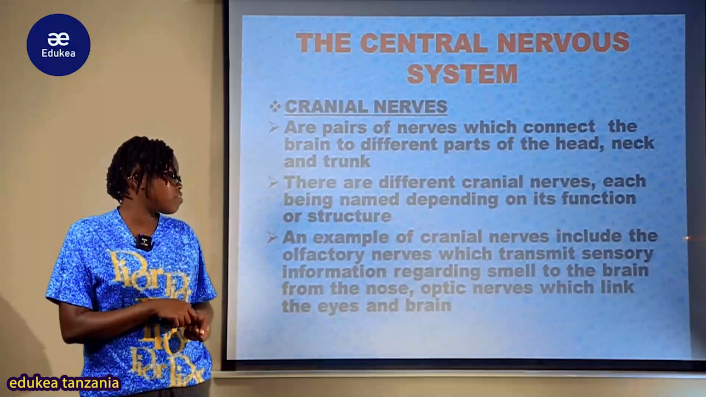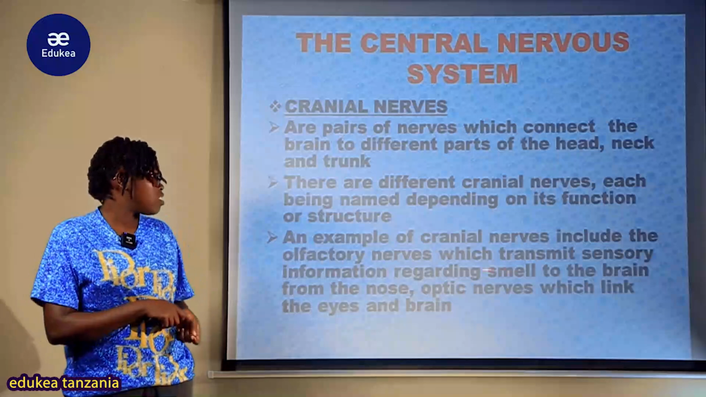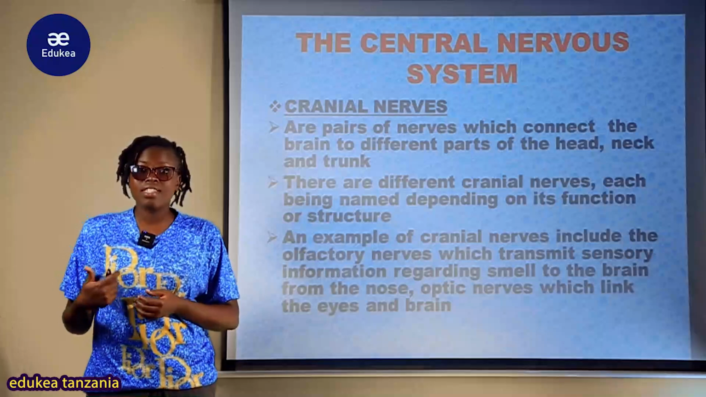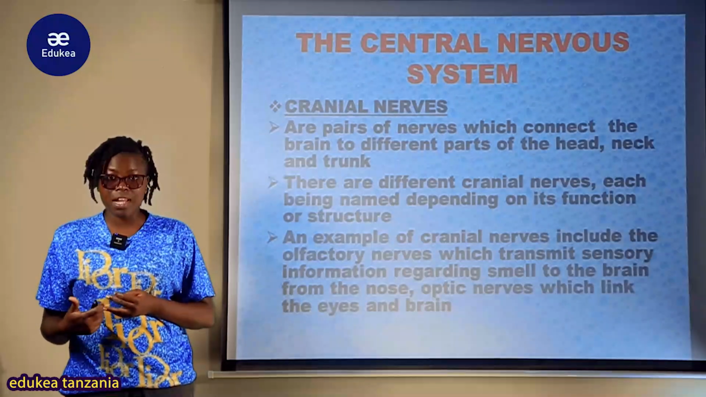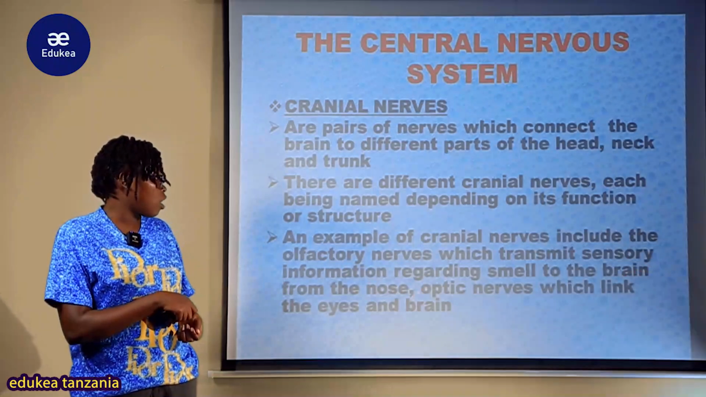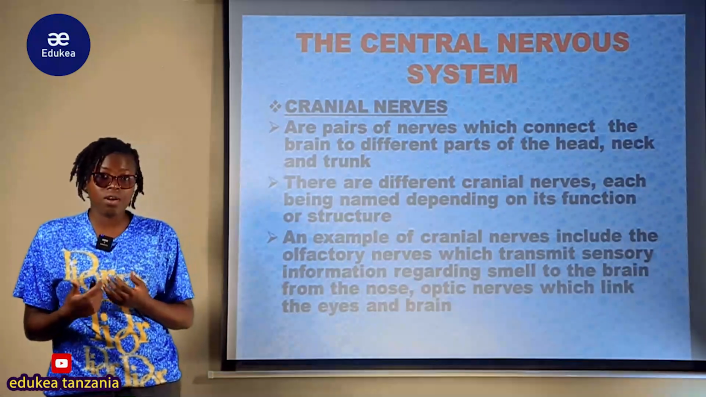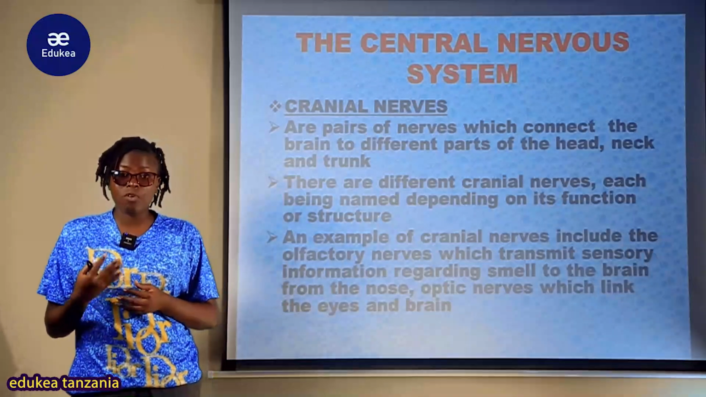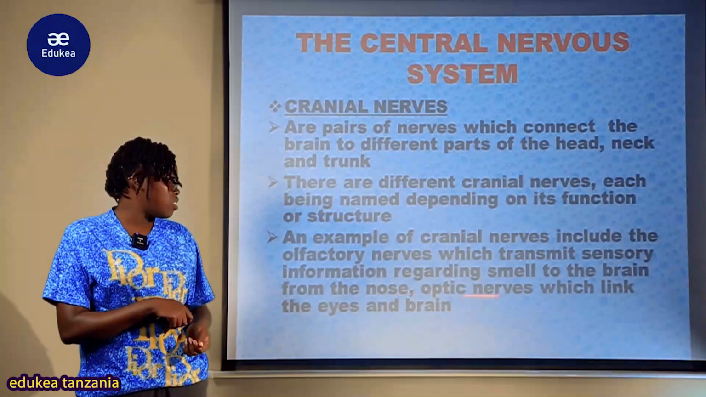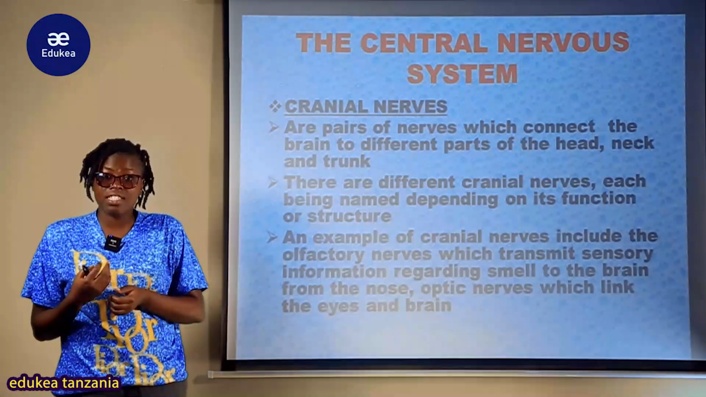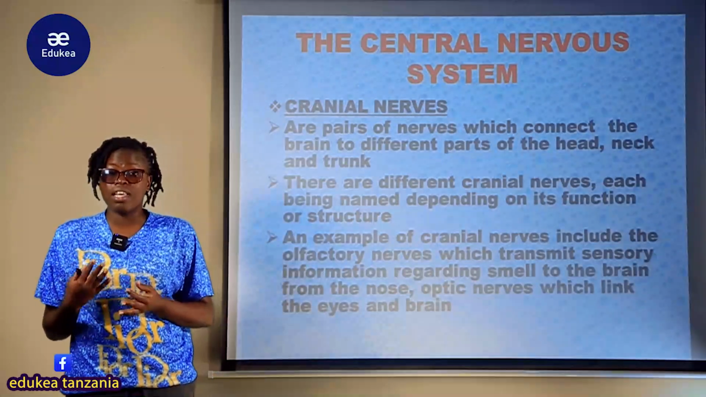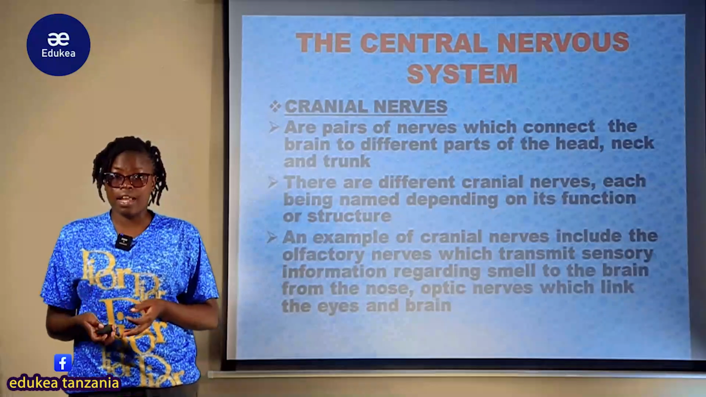Examples of cranial nerves include the olfactory nerves, which transmit sensory information regarding smell to the brain from the nose. The nose is the sensory organ for detection of smell, and within it there are these olfactory nerves. Another is the optic nerve, which links the eyes and the brain. The optic nerve's work is linking the eyes with the brain, to be able to interpret the image and the color.